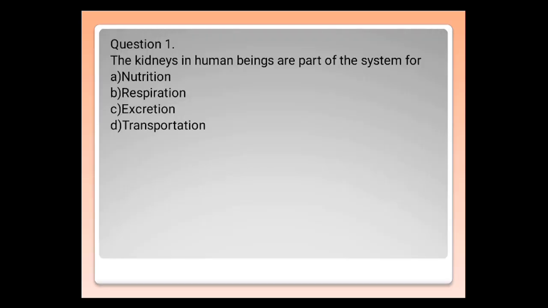The kidneys in human beings are part of the system for A. Nutrition, B. Respiration, C. Excretion, and D. Transportation. Answer: Excretion. The kidneys in human beings are part of the system for excretion. Moving on to the next question.